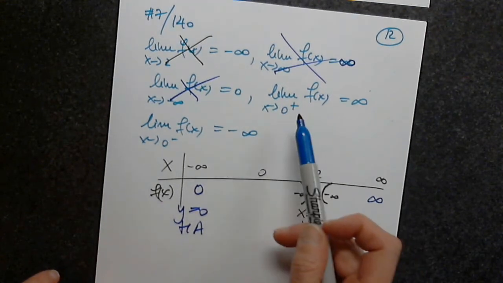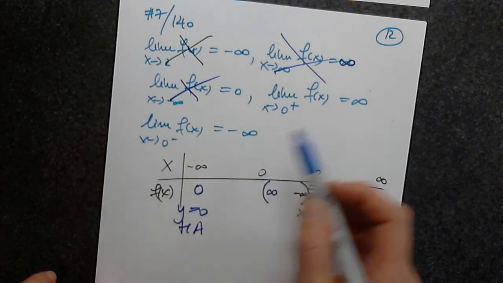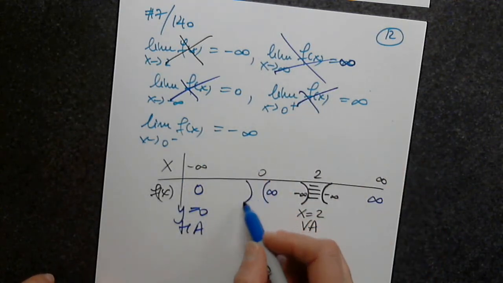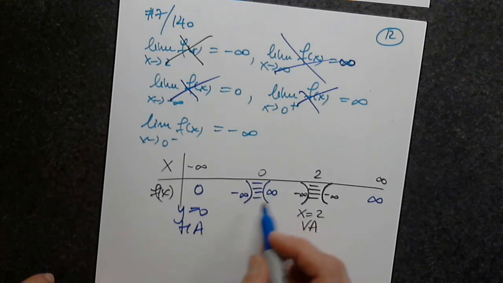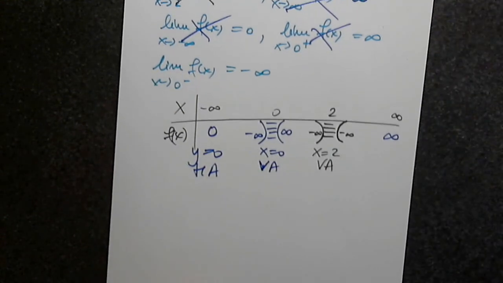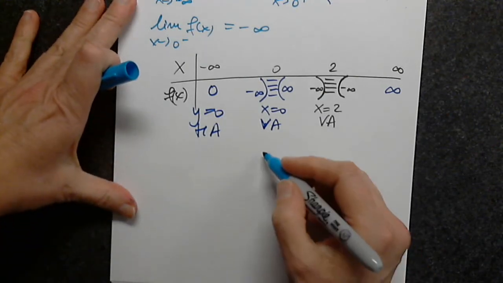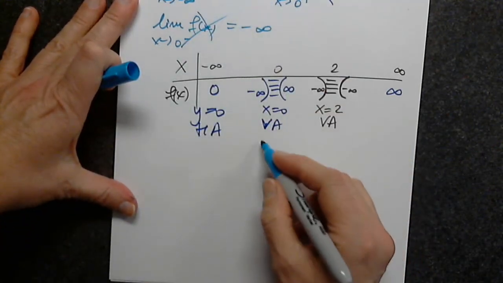0 from the right is infinity. 0 from the left is negative infinity. I choose x equals 0 to be a vertical asymptote as well. So here's my example of a function that fulfills the given conditions. And that's done.